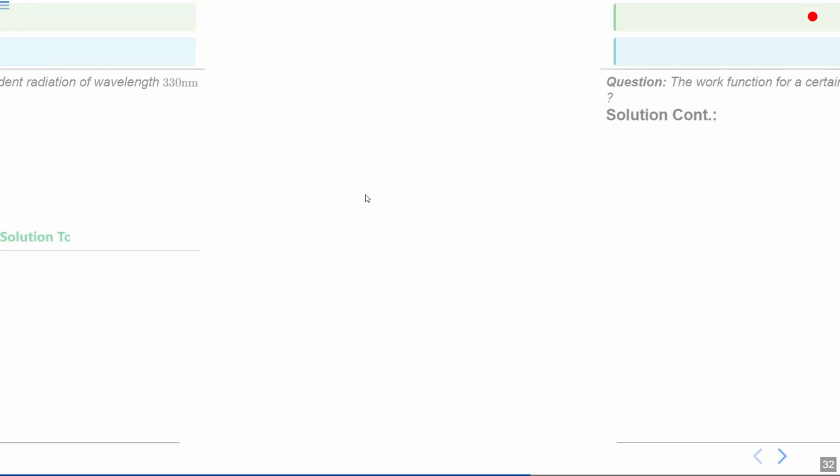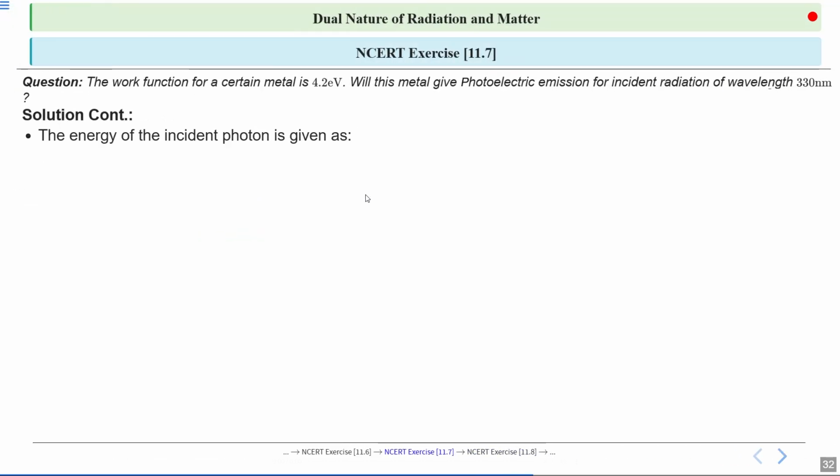Now, let's find out how much energy each photon of the incident light carries. The energy of a photon depends on its wavelength. So we will use the formula for photon energy to start our calculation. So E equal to hc by lambda, where lambda equal to 330 into 10 raised to the minus 9 meter. So let's substitute the values into the formula and solve it. You will get E equal to 6.0 into 10 raised to the minus 19 joule.